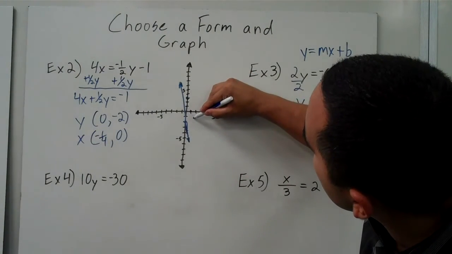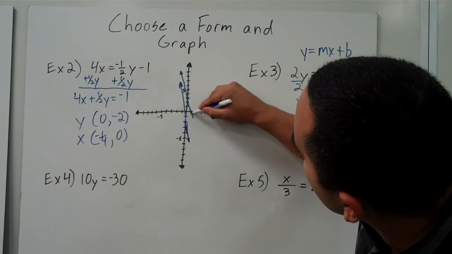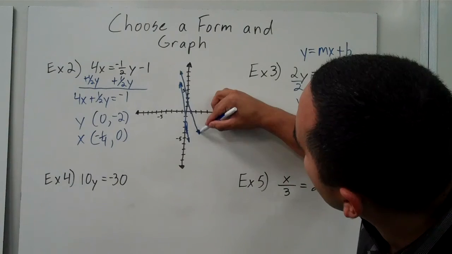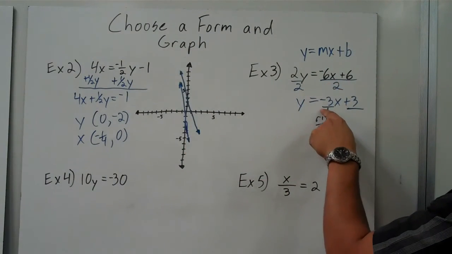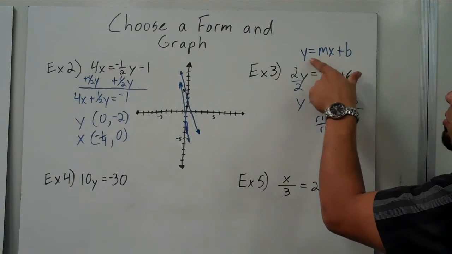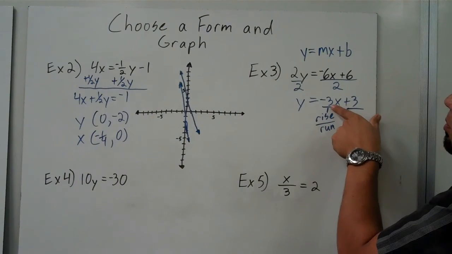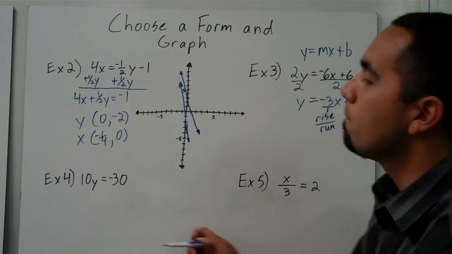And again, you can always check your work, because I know that if I have a negative number as my slope, my line should be going down, right? Is my slope negative? Yes, my slope is negative, okay? Because remember, the number in front of x, when it's in this form, is my slope. And my slope is negative, my line should be going down, okay?